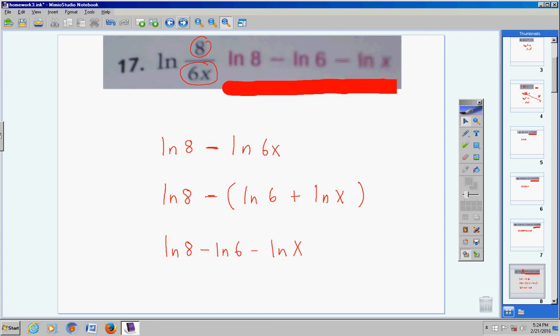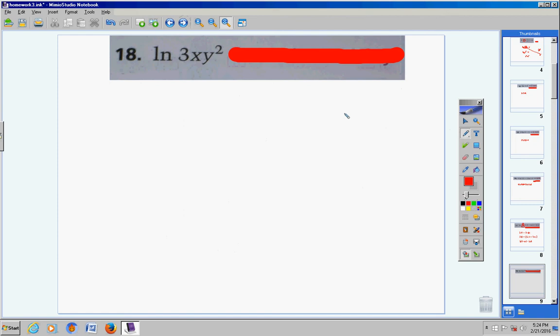Number 18. Okay, look at your argument. You're looking for division first. No division. Then multiplication. We have multiplication. And then exponents. Like I said, we do have multiplication, and we're multiplying 3 things. 1, 2, 3. So we're going to have to write 3 logarithms, okay? Natural log, natural log, natural logarithm. Now, the 3 would go here, the x would go here, and the y squared would go here.